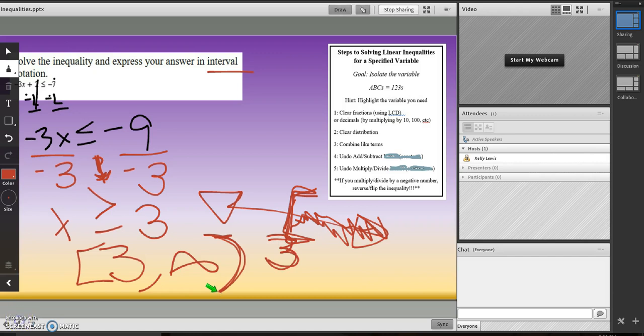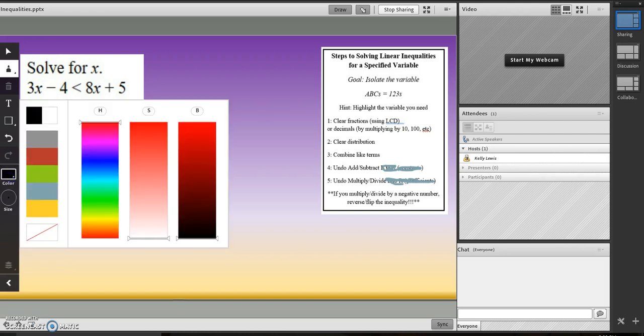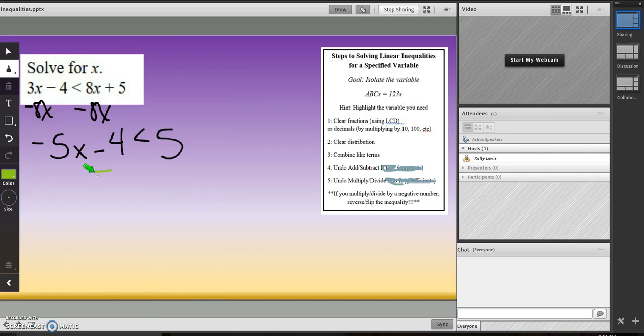Let's do another one. All right, we're going to solve for x. So I always like my letters on my left. I'm going to subtract this 8x. So 3 minus 8, you have $3 in your pocket, but you owe me $8. So you owe me $5. Then this 4 is negative, so I'm going to add 4 to both sides. 5 plus 4 is 9.